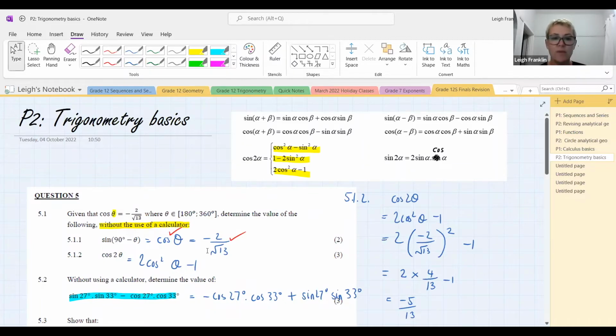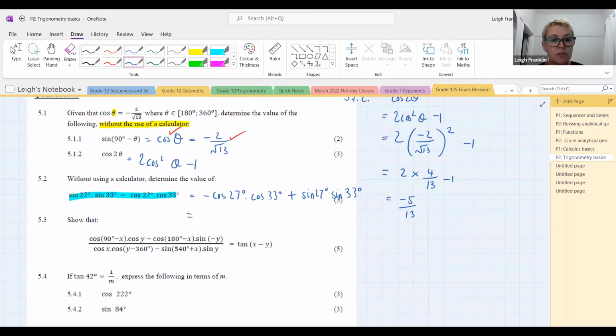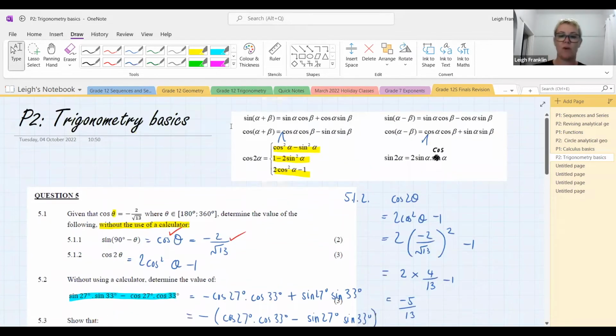Okay, now if we go and have a look at our formula sheet, we do not have a negative in front. Look there, we don't have a negative there, and we don't have a negative there either. So this means we need to factorize. Okay, so we're going to take that negative out, and we're going to end up changing the sign of the first term and changing the sign of the second term. All right, now what's inside the brackets looks exactly like what we have on our formula sheet.